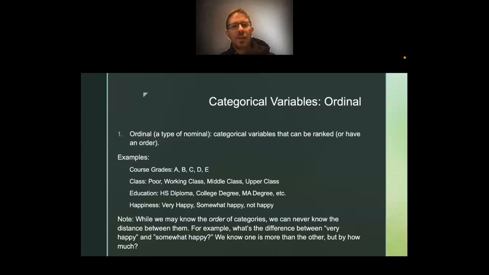Right? Those would be ordinal variables. And one thing to note, while we may know the order of the categories, we know that an A and a B is better than a C and a D, we can never know the distance between them. Like, we can never evaluate how much work it takes to get from a B to an A, or what's the difference in happiness between very happy and somewhat happy? We can know that one is more than the other, but not by how much. So that's one of the big drawbacks of ordinal variables.